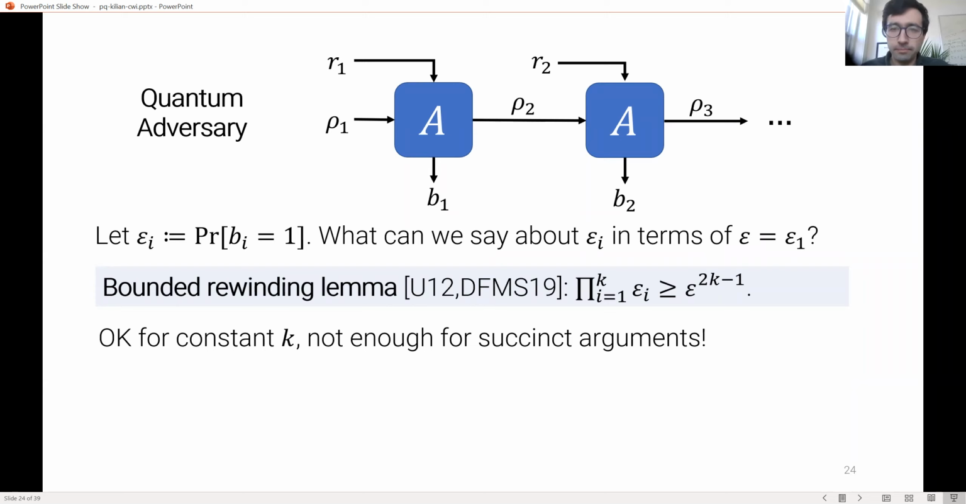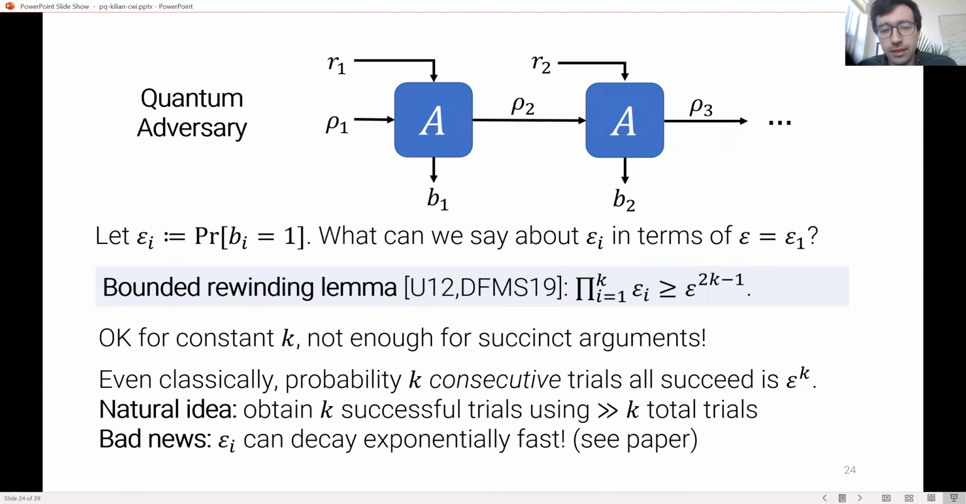And so you can actually use this to do useful rewinding if you only want constantly many rewinds. For succinct arguments, this isn't enough, because in order to obtain succinctness, you need to do super constantly many rewinds. This will cause this guarantee to no longer give you anything useful.